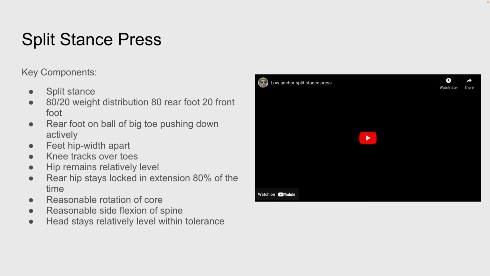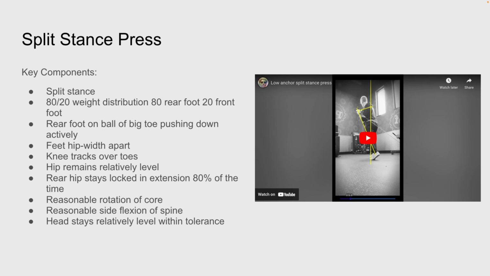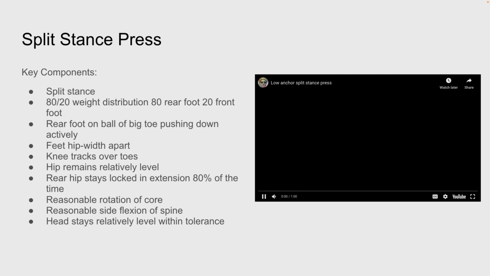So now we're going to look at the split stance press. The 80-20 weight distribution in this case is actually 80% on the rear foot. The key here is that my knee is basically pointing down. My rear glute is flexed so that my hip stays in extension. I want to make sure that I've got a neutral position from my knee to my hip and that my body's actually moving around that place, because the ball of the back foot is providing an enormous amount of support here.